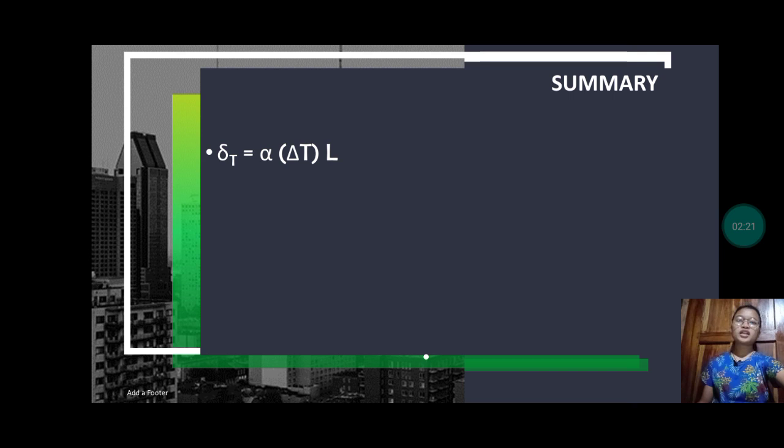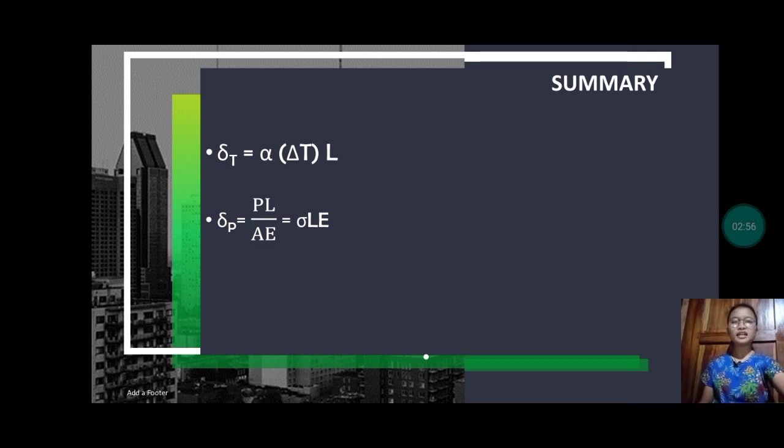And to solve for the deformation due to equivalent axial stress, this is given by the deformation due to load, which is also equal to P, which is the force or the load times length, all over area times E, which is the modulus of elasticity, which is also equal to stress times length over modulus of elasticity. So these two equations are the general equations that will be used in solving thermal strain problems.